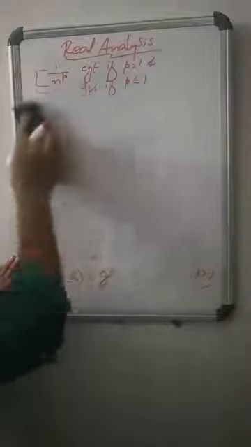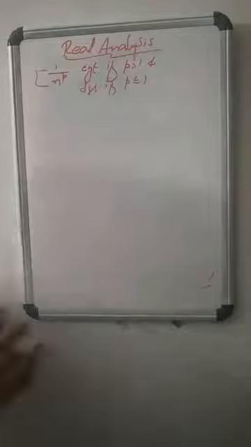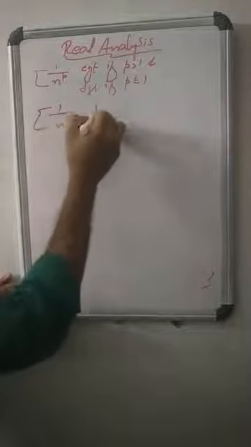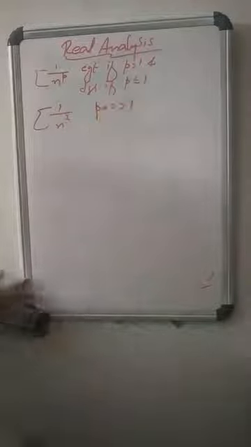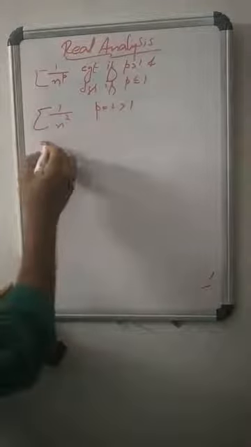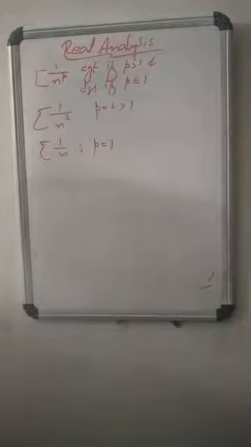By using this argument, what about sigma 1 by n square? Sigma 1 by n power p is convergent when p greater than 1. So test the convergence of sigma 1 by n square. Here p is greater than 1, so by the p test sigma 1 by n square is convergent. What is sigma 1 by n? Harmonic series. Here p equals 1. We already proved that when p equals 1, it diverges.